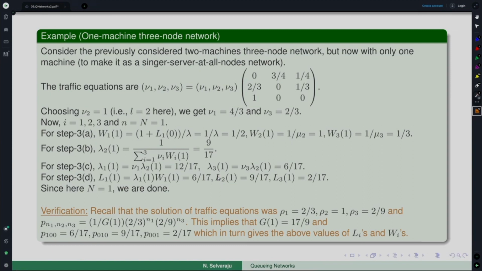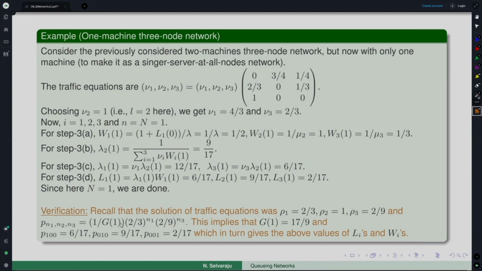The solution of the traffic equation was rho 1. We assumed that rho 2 equals 1, so rho 1 was 2 by 3 and rho 3 was 2 by 9. Again, this is relative to rho 2. If rho 2 is 1, then rho 1 is 2/3 of rho 2 and rho 3 is 2/9 of that. That is what we have. So, P of n1, n2, n3 was 1 over G of 1, times 2 by 3 to the power n1 and 2 by 9 to the power n3. That was the joint distribution.